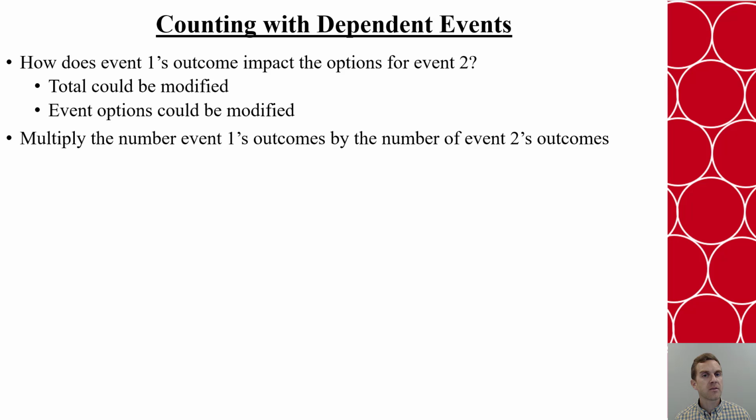Now, what about if the events are dependent? What you have to consider is how does event 1's outcome impact the number of options in event 2? It could be that the total of the entire event changes, or it could be that each individual event within there could be modified as well. So when we finish understanding how those different events are modified, we do the multiplication of the number of ways of each, just like we did for the independent events.